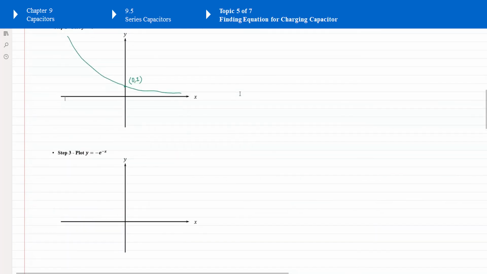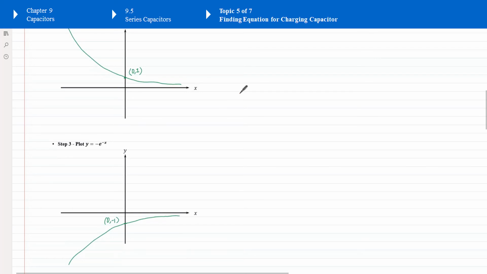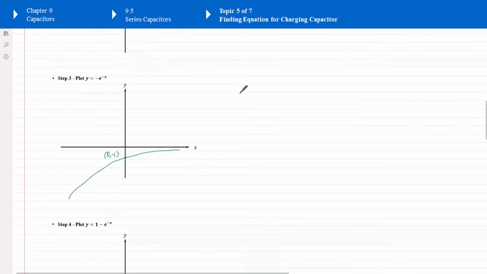Put a negative sign in front of the entire function. That is, y equals negative e to the power of negative x. The y-intercept is x equals 0, y equals negative 1. Flip the curve we obtained from the previous step with respect to the x-axis. The shape of this curve looks very similar to the ideal curve. When we charge an empty capacitor, the voltage increases from 0 volts. We need to modify this curve so it can originate from 0.